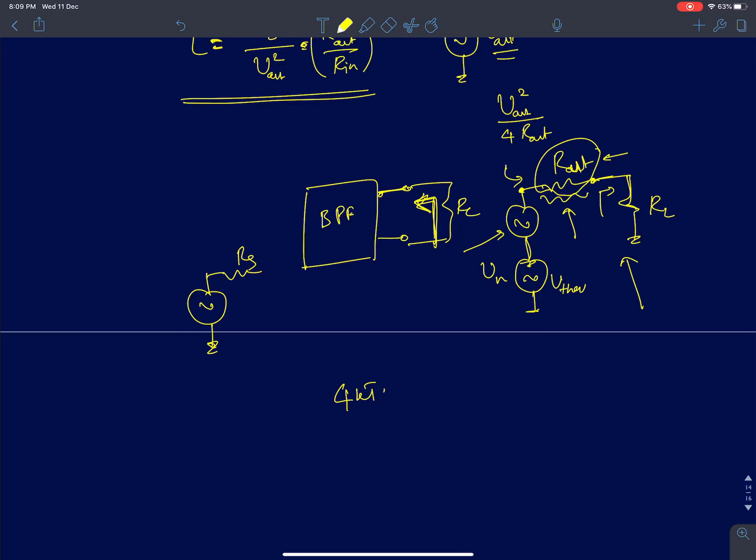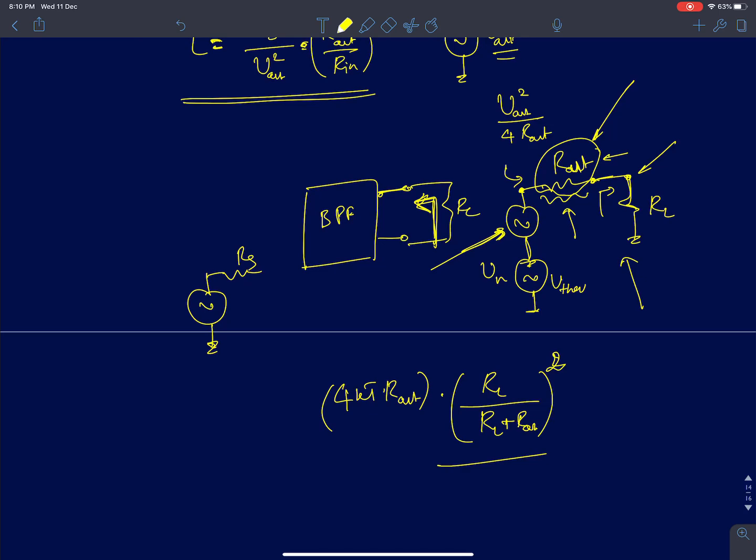Okay, so if I know the noise here is going to be 4kT R_out. That's the noise because of the bandpass filter, and that comes because of the losses. R_out captures the losses, multiplied by the transfer function squared. The output spectral density at this point is the transfer function squared, which is simply R_L by R_L plus R_out. This is the expression for the total output noise power.